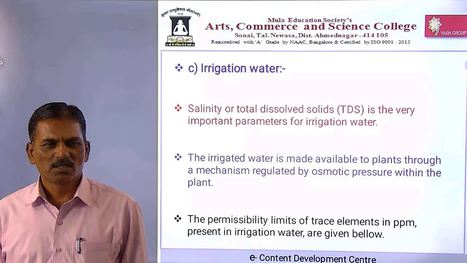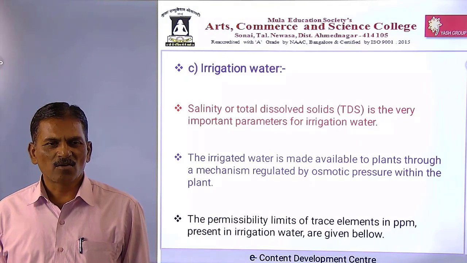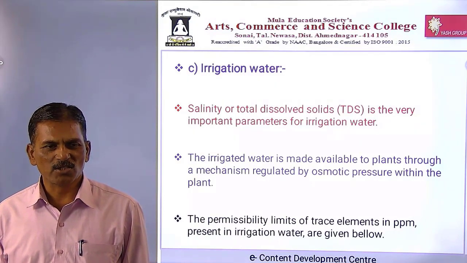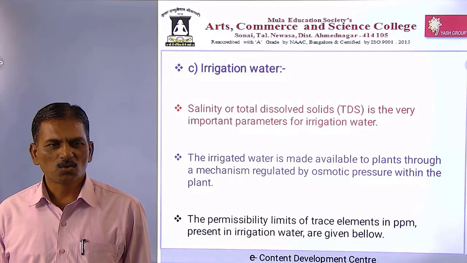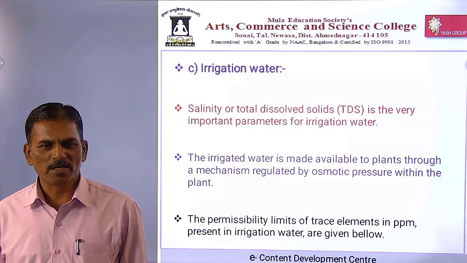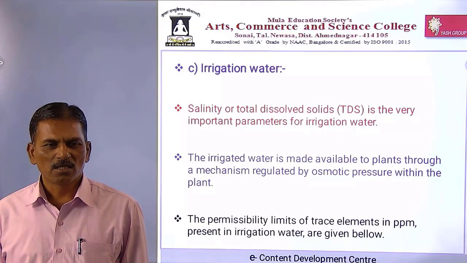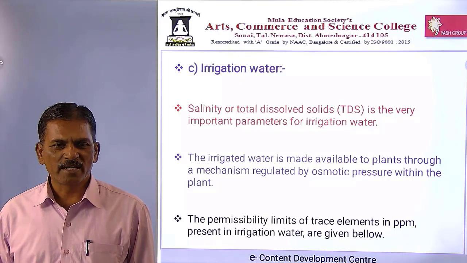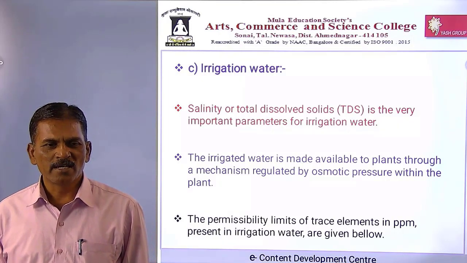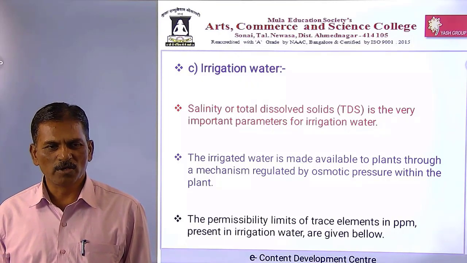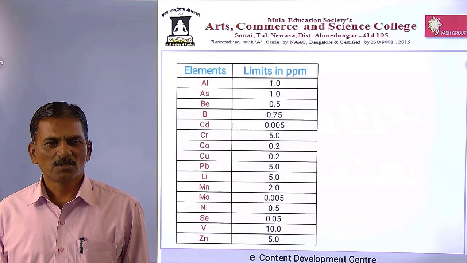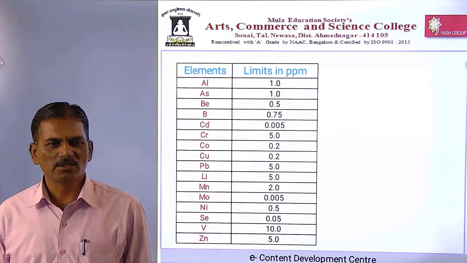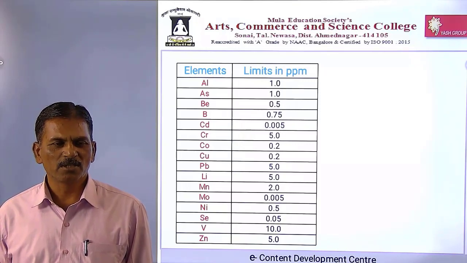Irrigation water. Salinity or total dissolved solids, TDS, is a very important parameter for irrigation water. The irrigated water is made available to plants through a mechanism regulated by osmotic pressure within the plants. The permissible limits of trace elements in ppm present in irrigation water are given in the below table. This table shows the permissible limits of these elements in irrigation water, elements and their limits in ppm.